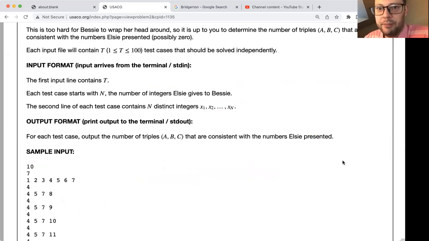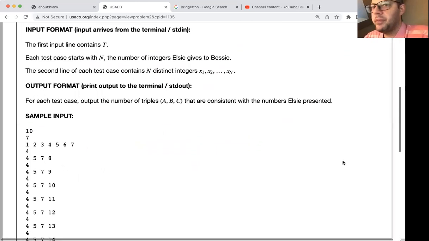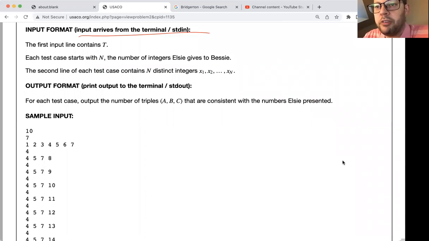All right, let's look at what we got here. So input format. Input format comes from the terminal standard in, so you could just read input as typed into the console. The first input line contains T. That's how many test cases there are. In this case, there's 10 test cases.